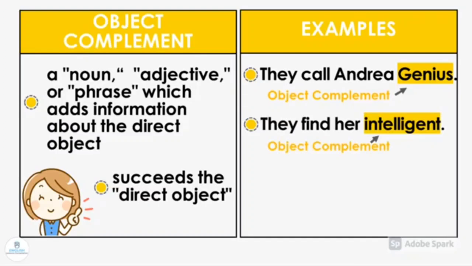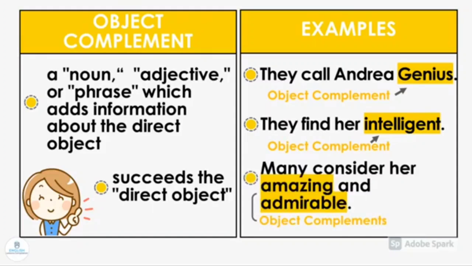The next sentence, they find her intelligent. Here, intelligent is an adjective that describes the direct object her. Therefore, intelligent is the object complement in this sentence. Let's see one more example. Many consider her amazing and admirable. Here, amazing and admirable are the adjectives describing the direct object her. Thus, amazing and admirable are the object complement in this sentence. Let's recall it one more time, children.